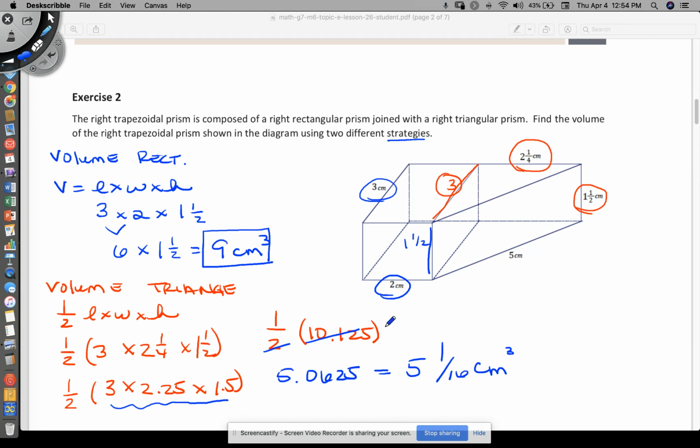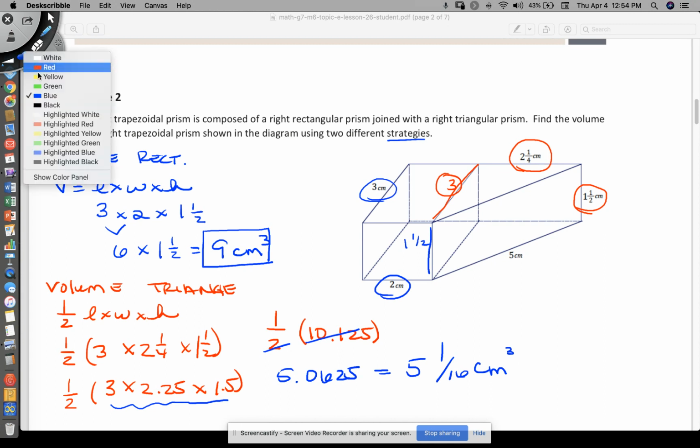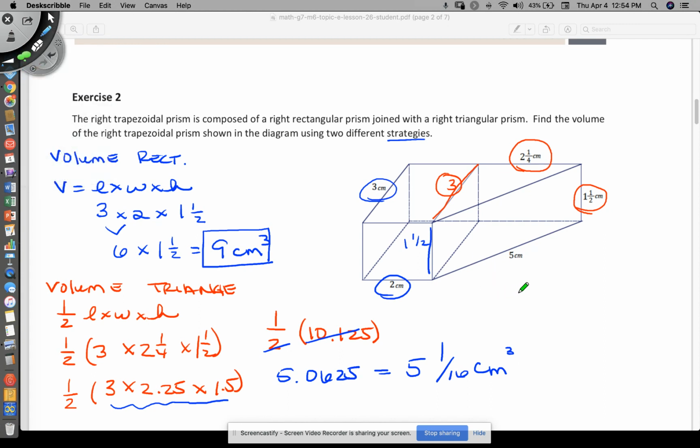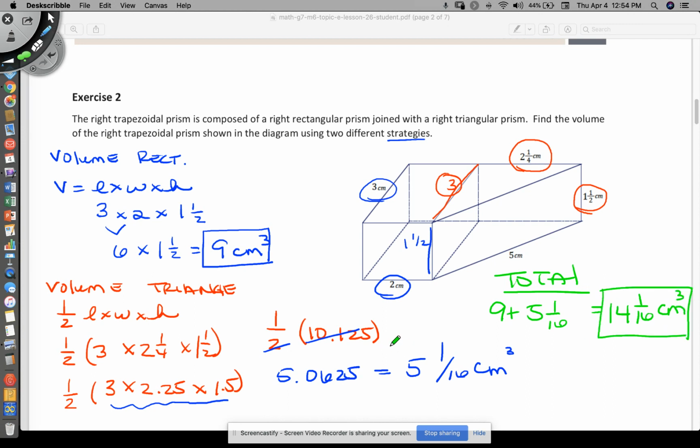Okay, so to finish this all up, we're going to go ahead and combine these together. So total is going to be 9 plus 5 1/16, which is going to give me 14 1/16 centimeters cubed. And there is my other answer. So here are all the answers I needed to box. Those 2 and then my final.